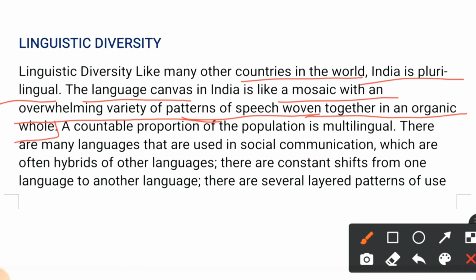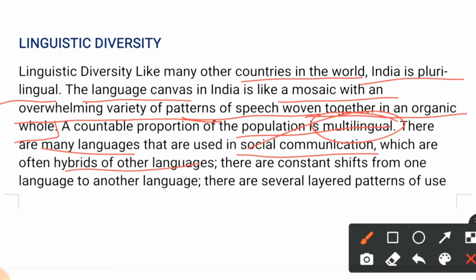A countable proportion of the population is multilingual. A big part of our country's population is multilingual. There are many languages used in social communication. Even we have different dialects; different communities and social groups speak different languages, which are often hybrids of other languages. These community languages have derived from the major languages, and their form has changed according to the way a particular community, family or clan speaks.